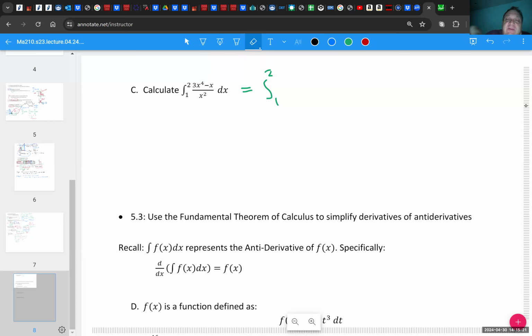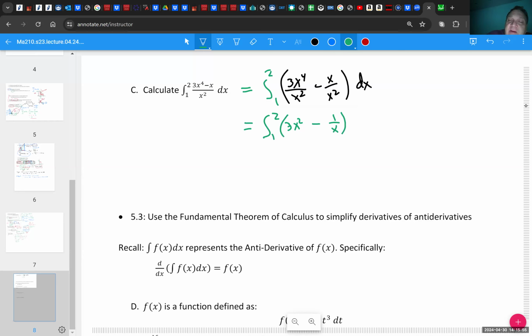The function (3x^4 - x) over x^2 may be simplified by using the distributive property. Distributive property works for multiplication or division. This is a division problem. So we're going to get 3x^4 over x^2 minus x over x^2, all times dx. So we have our integral from 1 to 2. 3x^4 over x^2 would just be 3x^2, and x over x^2 is minus 1 over x.